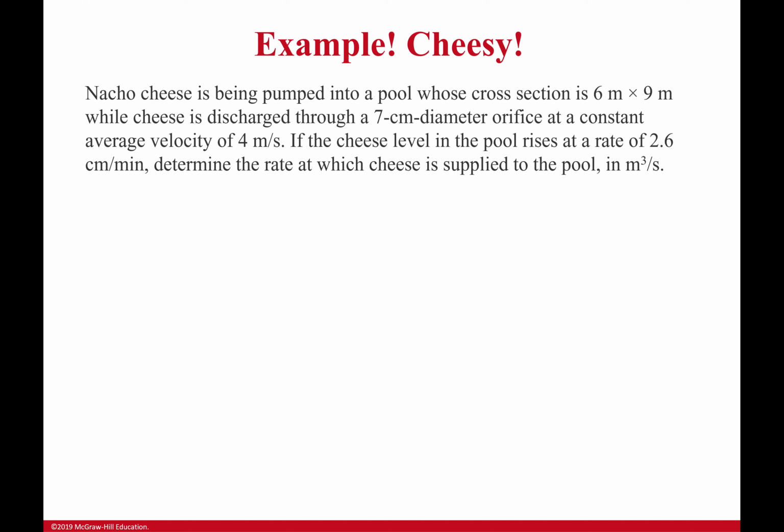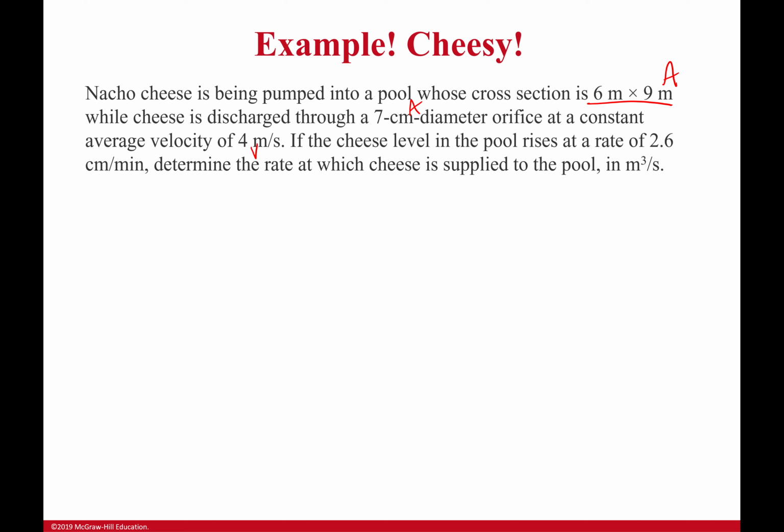So nacho cheese is being pumped into a pool whose cross-section is 6 meters times 9 meters. Okay, that's an area. I like it. While cheese is discharged through a 7 centimeter diameter orifice at a constant average velocity of 4 meters per second. Okay, we got a velocity here. We've got another area from this guy because we can turn diameter into area.